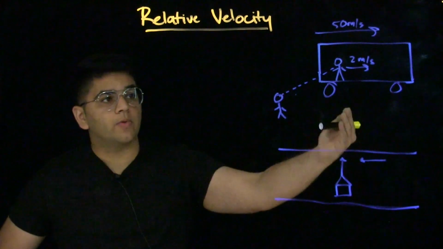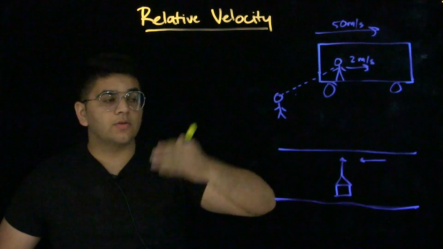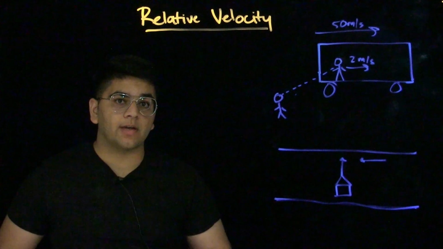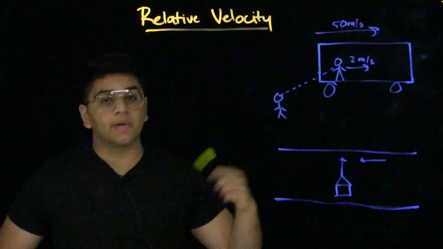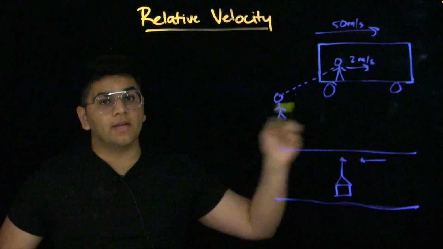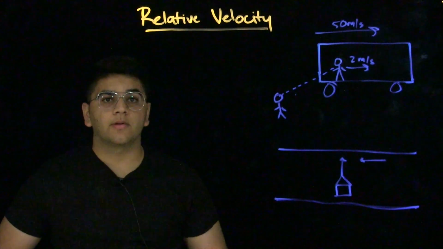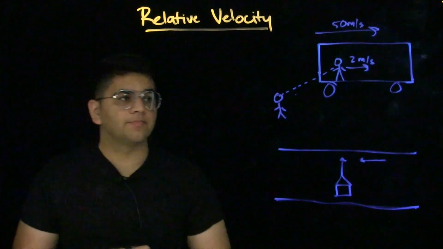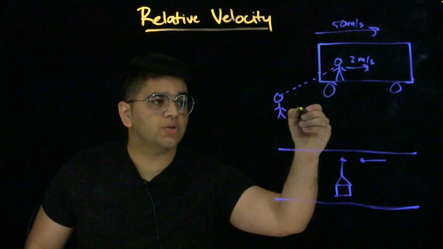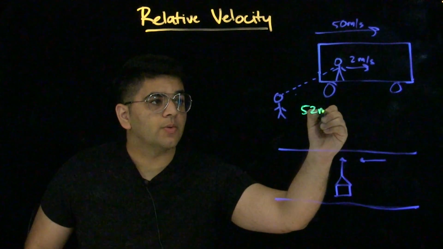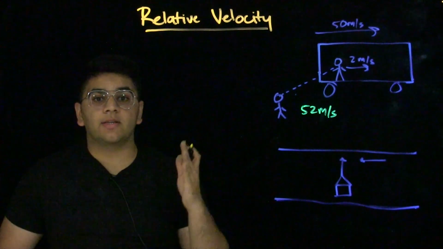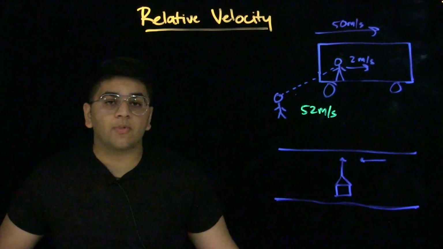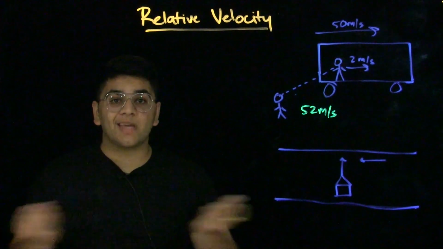But now, if we look outside to our friend that is waving to the person on the train, the person outside can see that the train itself is moving at 50 meters per second. But at the same time, his friend is walking in the train at 2 meters per second. So in reality, when we consider it from the perspective of his friend, he can see that his friend is actually moving at 52 meters per second because it's the velocity of the train moving and the person himself moving as well. This is one example of relative velocity where they're moving on the same axes.